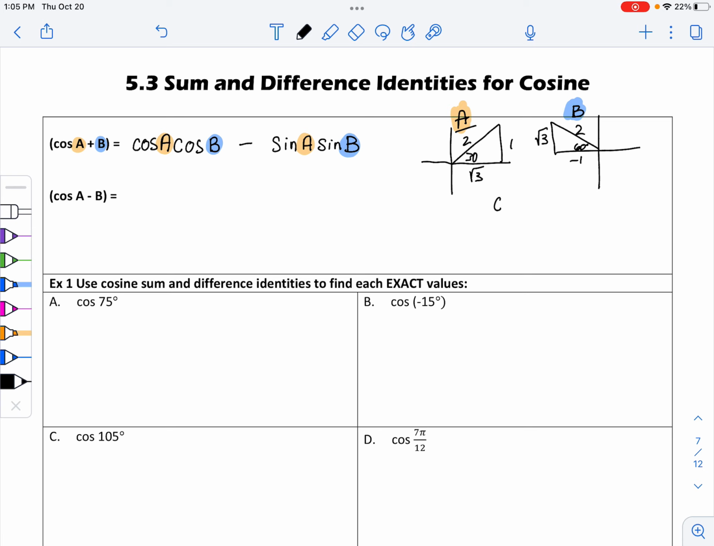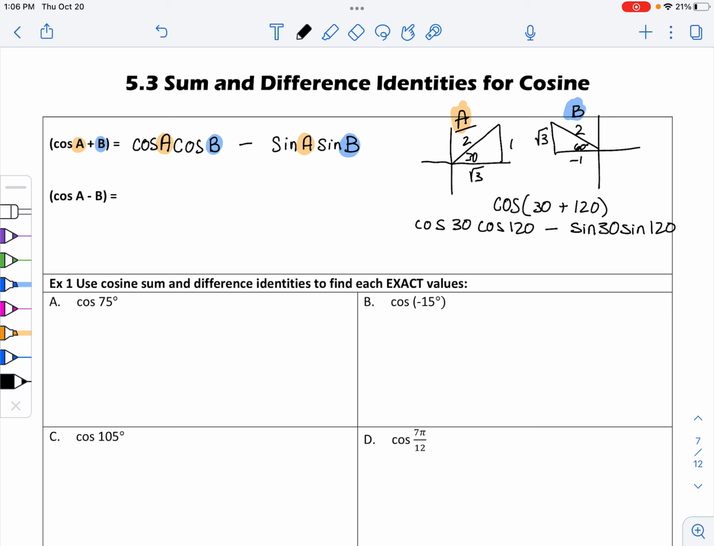So this would be the situation where I am asking, what is the cosine of 30 degrees plus 120? We would do the cosine of 30 times the cosine of 120, and I would subtract the sine of 30 times the sine of 120. Now some of you are saying, well, Mrs. Wager, 30 plus 120 is 150. Why would I do this?